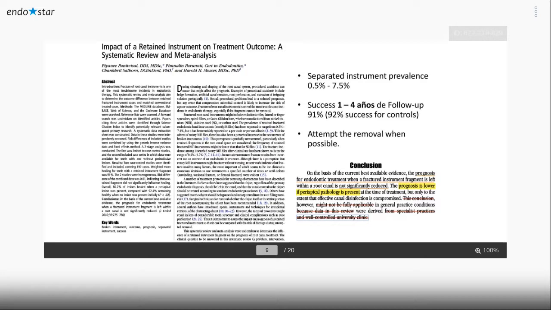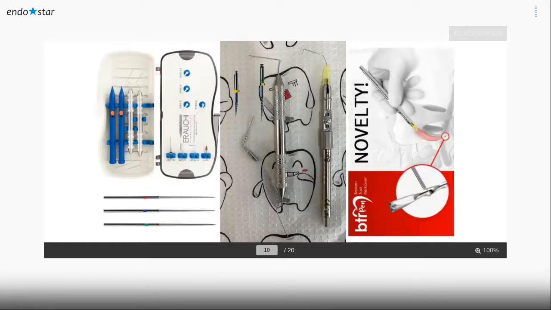And we are going to see a few cases in which we needed to remove the instrument from inside of the root canal. I think everybody has a protocol for removing a broken file. I have my own protocol, and this is a hybrid protocol that I created since I started doing my attempts to remove files inside of the root canal system.